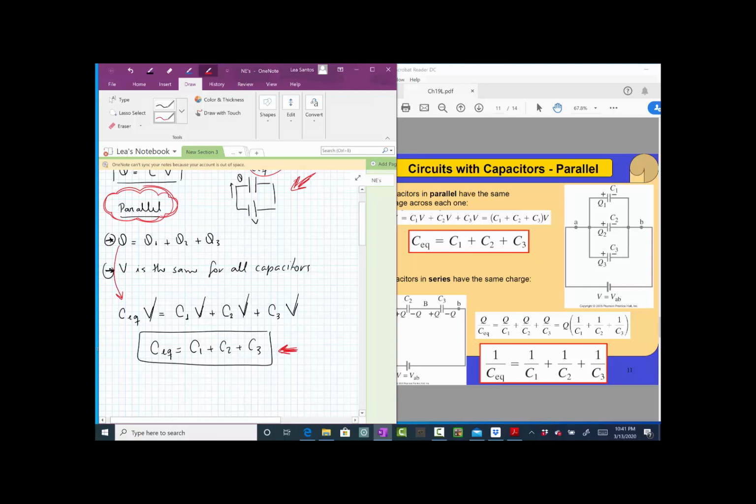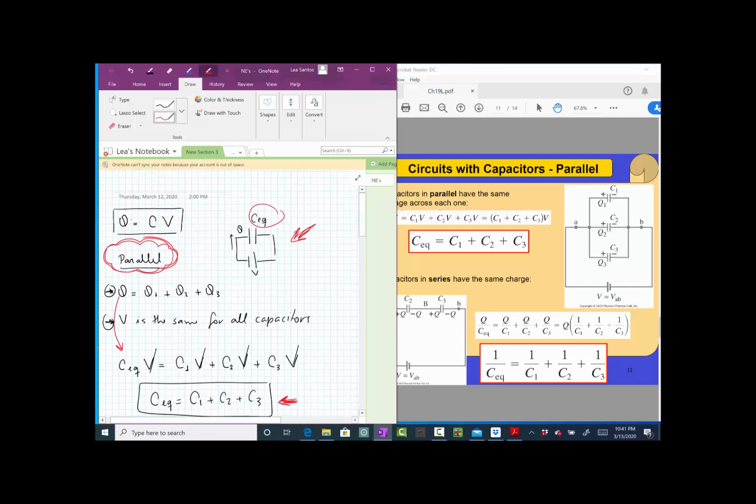For resistances in parallel, we had to play with those ratios: 1 over the equivalent resistance. Here it is just the sum. Okay? All right. Why is that?